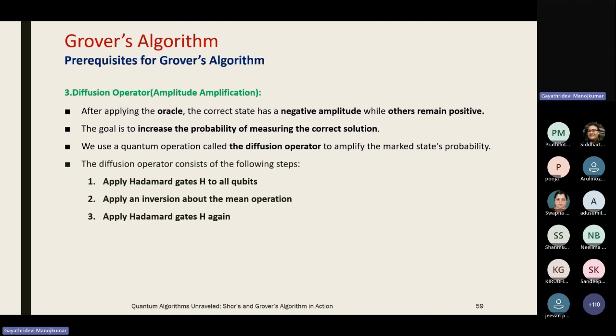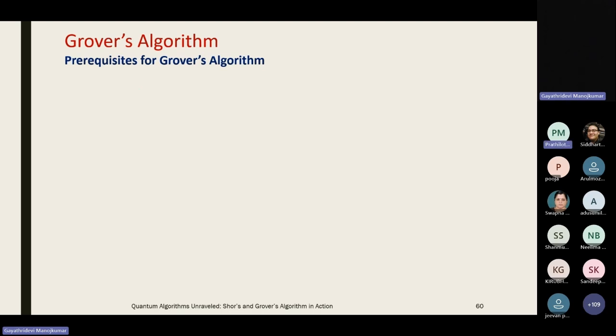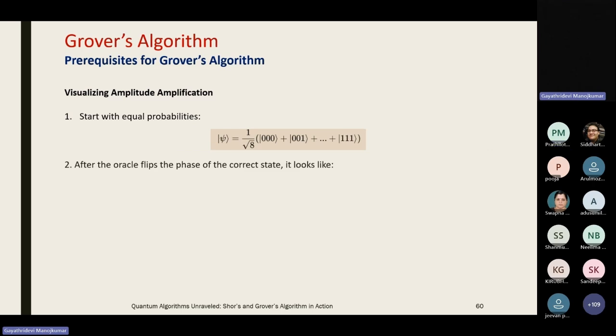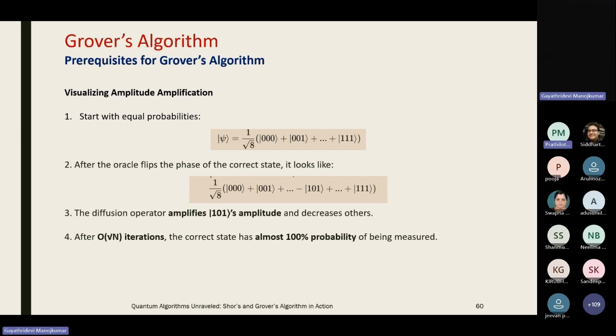The next step is to apply the Hadamard gate, the H gate, again. This lets us compute the basis, that is, convert the amplitude to a deviation from the mean. It computes the average amplitude over all states, and we invert the amplitude of each state across the mean. That is, the correct state's amplitude increases while the others decrease.